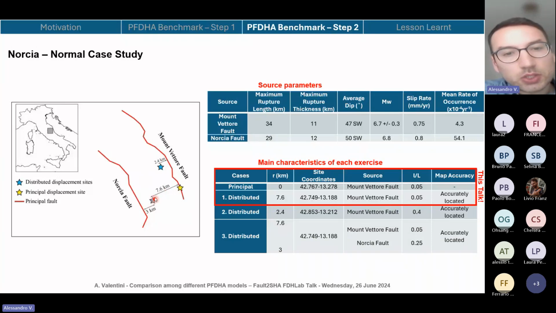The site is here because we have the evidence of distributed rupturing in a tunnel, documented in a Galli 2019 paper. I don't remember the amount of displacement, maybe around 10 centimeters. And the moment magnitude for the Monte Vettore fault is 6.7, and again, the distance for the distributed case is 7.6.